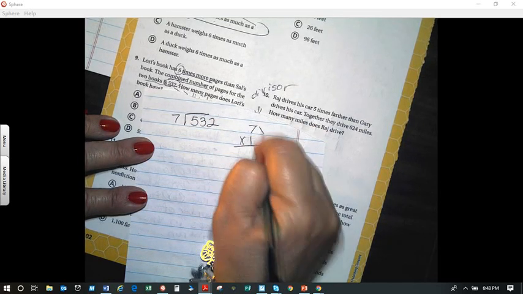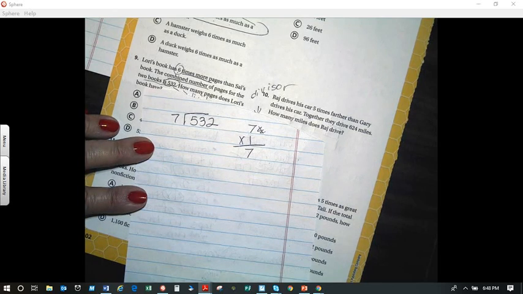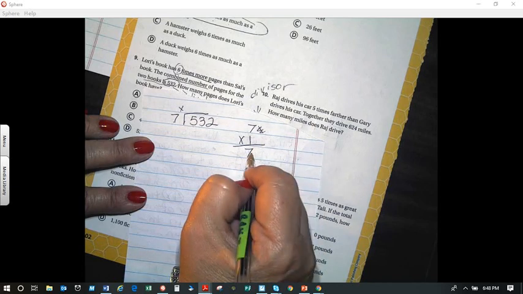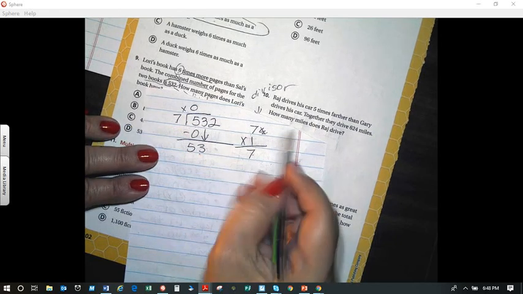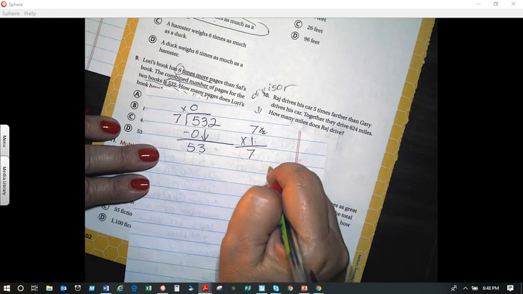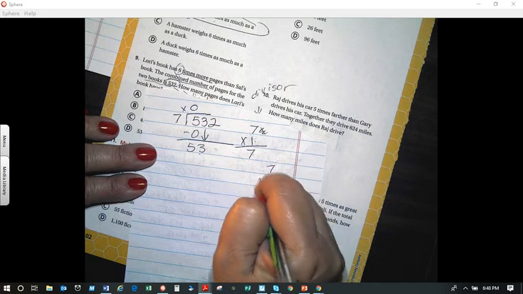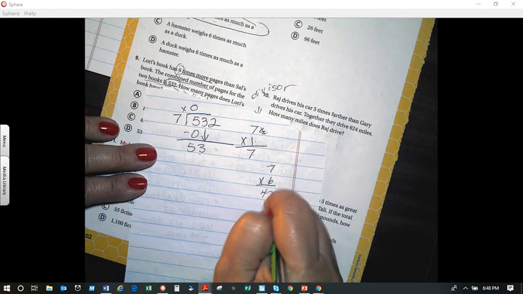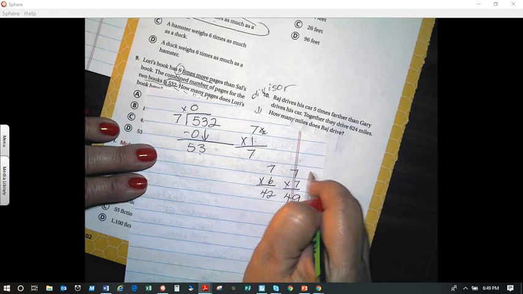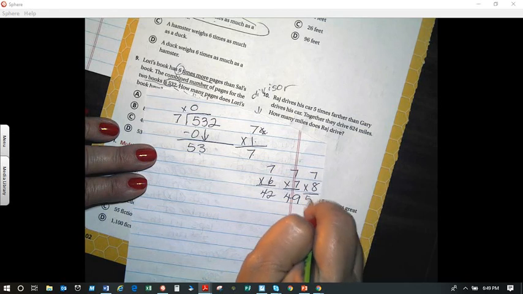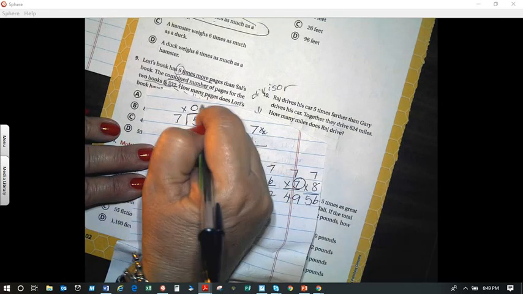7 times 1 equals 7. 7 goes into 5, none, because I need to have at least 7, so it's 0. 0 times 7 equals 0, and then I have a 5. Bring down my 3. How many groups of 7 can go into 53? I know it's going to be at least one group, so let's check it out. I know that 7 times 6 equals 42. 7 times 7 equals 49. 7 times 8, too big, that's 56. So it's going to be 7 groups.